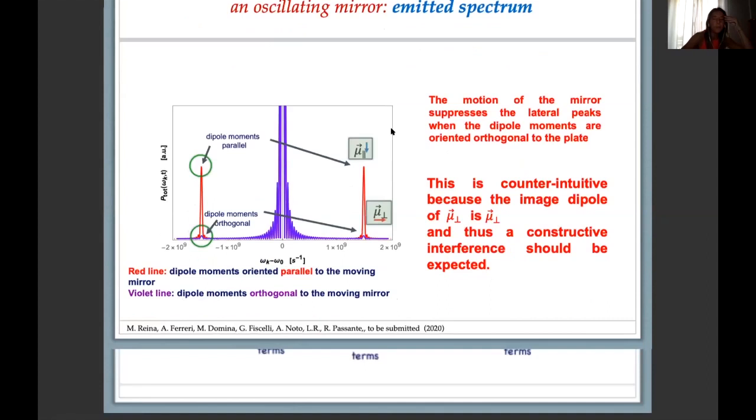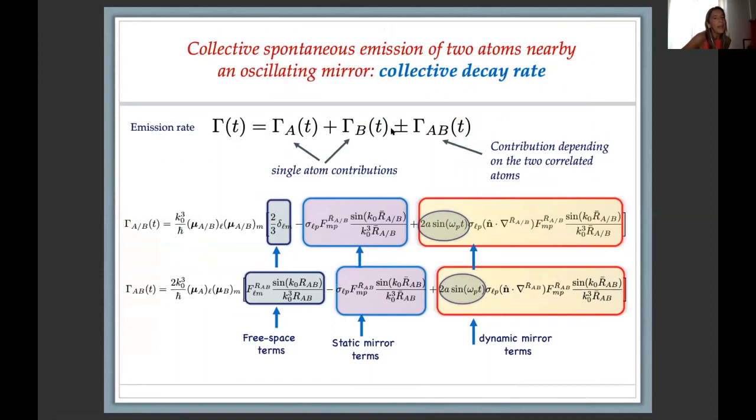Okay, we have also investigated the total emission rate, the collective emission rate of the two-atom system. And we find that in a generic situation, that is, for a generic geometrical configuration of the two-atom system and for a generic orientation of the dipole moments of the two atoms, this decay rate consists of three contributions: single atom contributions, gamma A and gamma B, and the contribution depending on the two correlated atoms. Their explicit expression is given by these quantities, in which we may distinguish, as in the case of the single atom, three space terms, static mirror terms, given by this, and dynamical mirror terms.